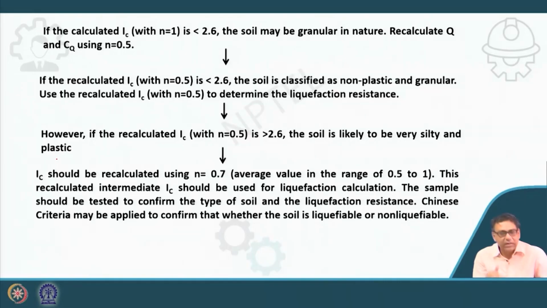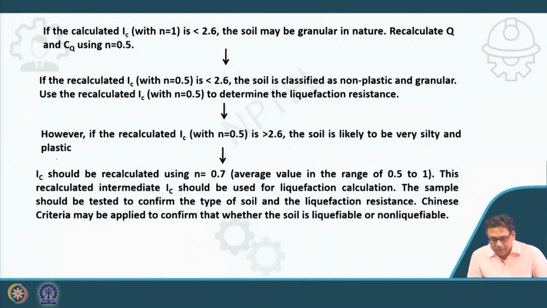Clear? These are the steps to get the n value or to identify the type of soil, and then with that n value we will get the IC, with IC we will get the KC, with KC we will convert it to clean sand tip resistance, and first you have to normalize that, normalize clean sand resistance, and that normalized clean sand resistance we have to use to determine the CRR by using this CPT data.